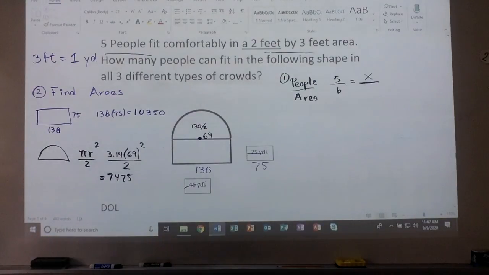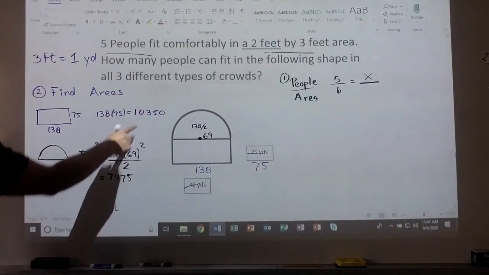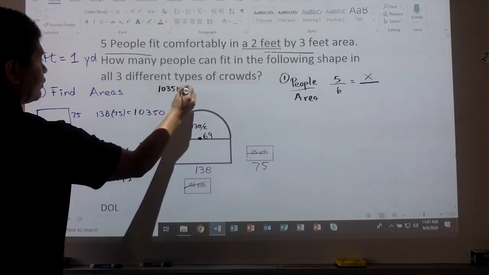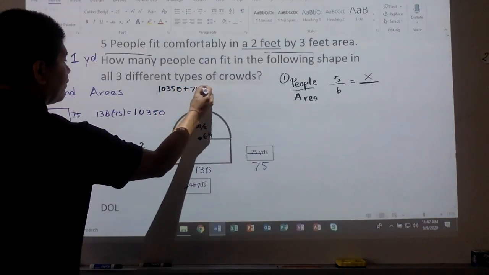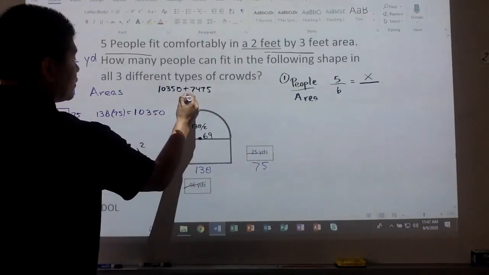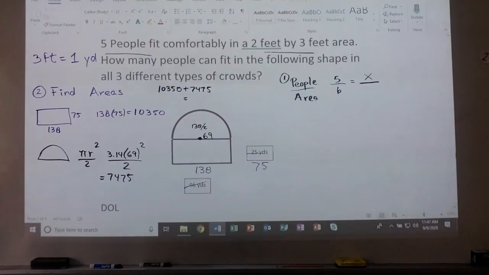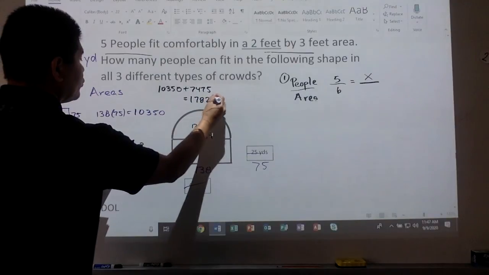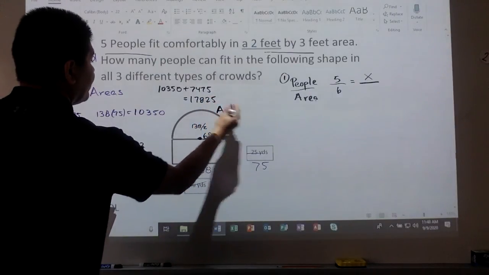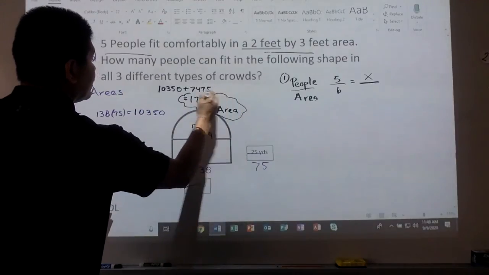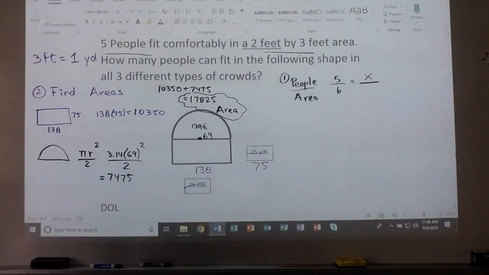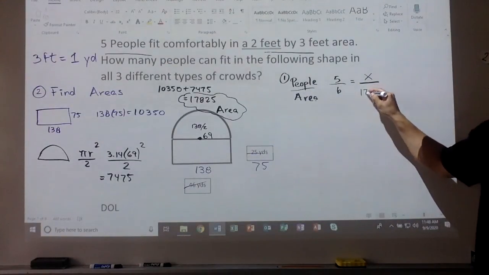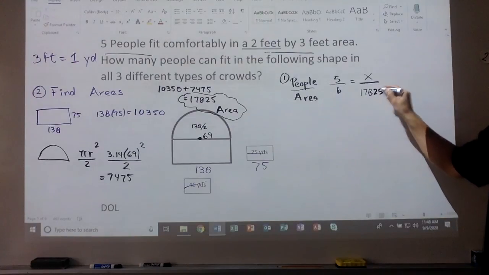So like the previous problem, what do I do with these two numbers? Just add them. So 10,350 plus 7,475 equals 17,825. This is my area. Remember that. These are the areas which I can use to finish up my problem. I'm going to use that area and put it here now. 17,825.